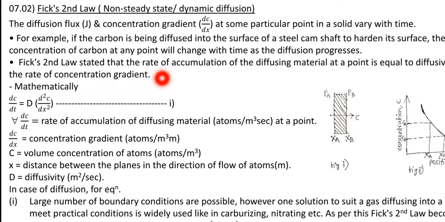So it states that the rate of accumulation of diffusing material, that is dC by dt, is equal to the diffusivity D into the concentration gradient, d square C divided by dx square. dC by dt is the rate of accumulation of diffusing material, atoms per meter cube second; dC by dx is the concentration gradient, atoms per meter cube meter; C means volume concentration of atoms, expressed as atoms per meter cube; x means distance between the planes in the direction of flow of the atoms; D means diffusivity, already I told you, expressed as meter square per second.